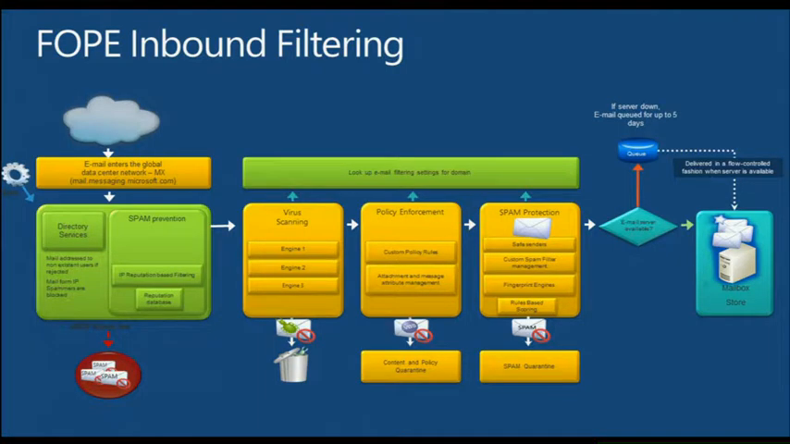Obviously, once we've done this filtering, we then deliver on to you as the end customer. And this is where we can queue messages. So if your server has gone down, or if your internet connection's gone down for whatever reason, we can queue that for up to 5 days and have that held for you.